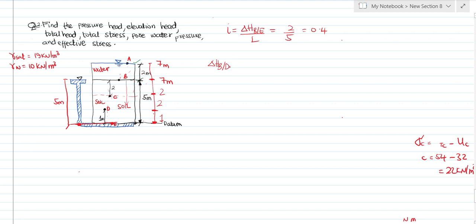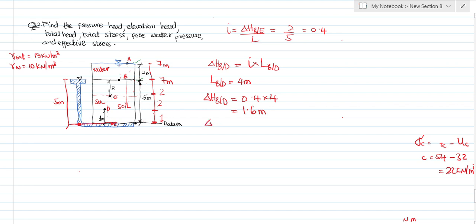So we want to know the head loss between B and D. And the length between B and D is what? 4 meters. So this is equal to I times what? The length between B and D, right? So the head loss between B and D will be equal to what? 0.4 times what? 4, right? And that's what? 1.6 meters. So that's the head loss.